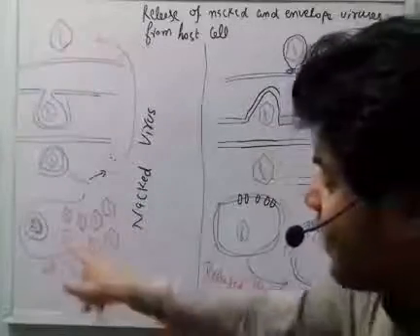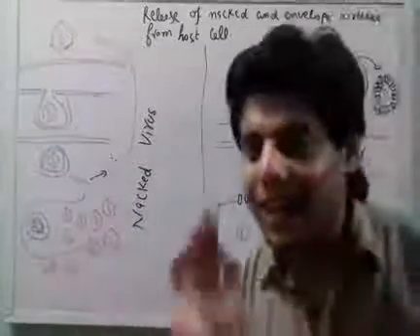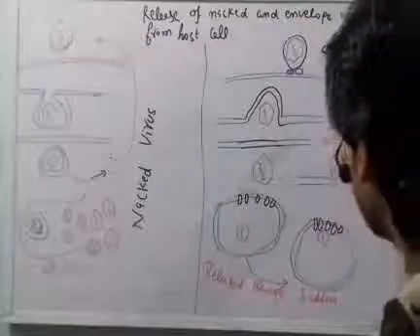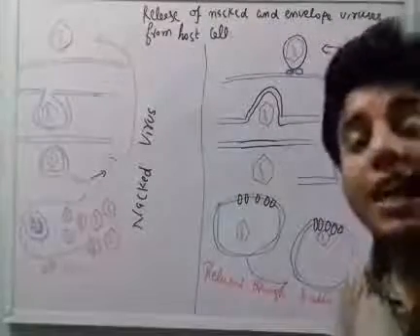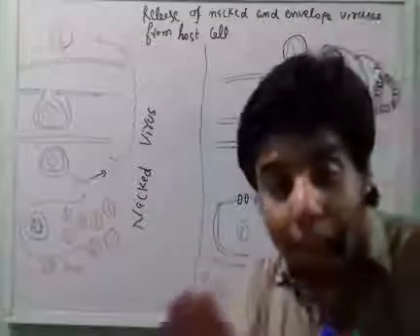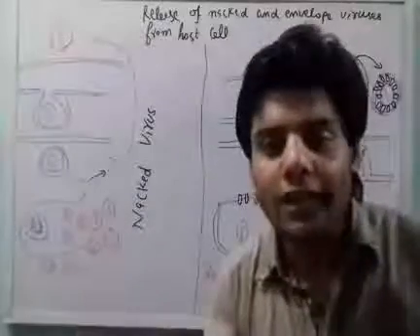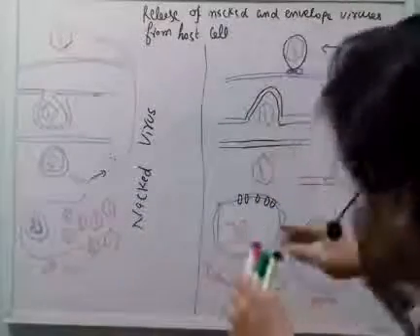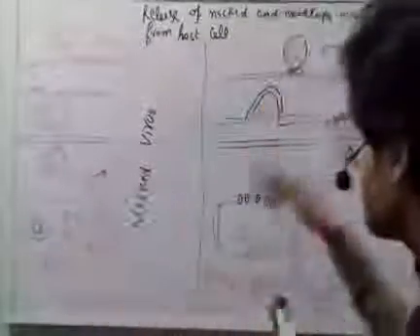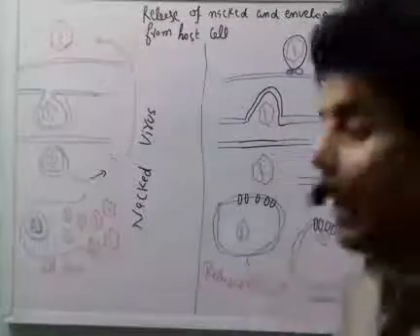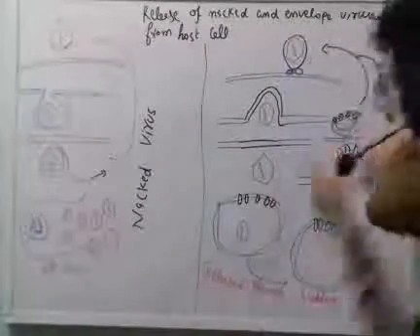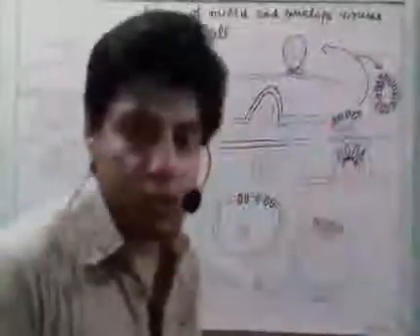The other difference is that when naked viruses are released, they kill the cell, lysing the cell. And when the envelope viruses are released, they just release through budding. They do not kill the cell, they do not harm the cell. Means they do not degrade the cell. They are just released through the budding process. And the rest of the viruses are also released through this budding process.